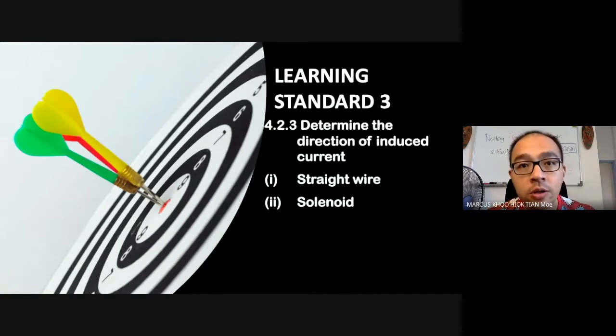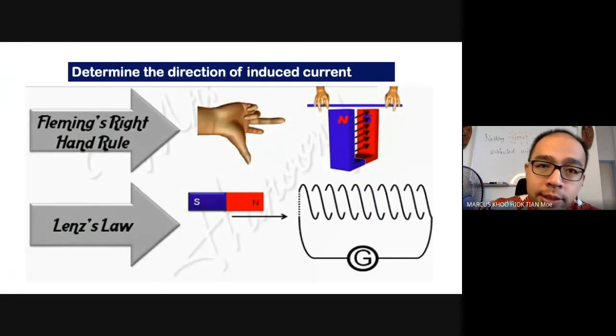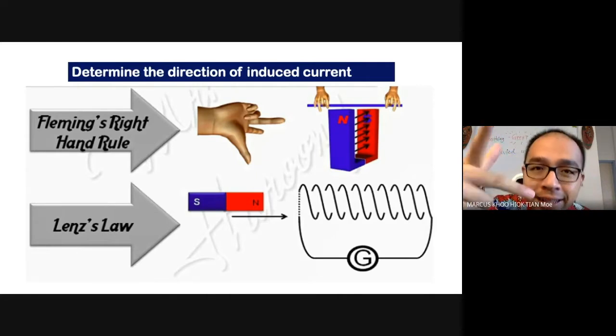There's another thing we also want to do, but I hope we have enough time for that. So let's begin. There are generally two rules when we talk about how to determine the direction of the induced current. The first rule has to do with just the wire alone, and for this we use Fleming's right hand rule.